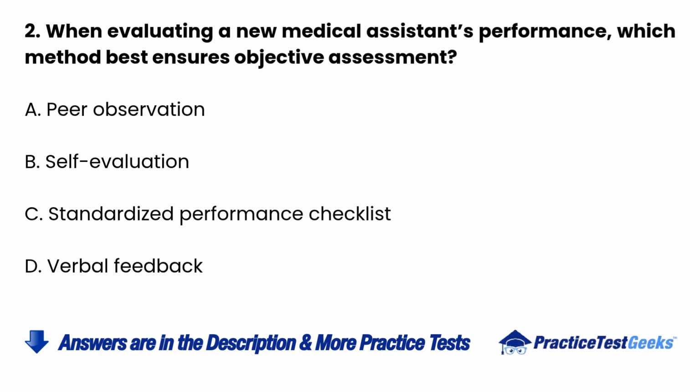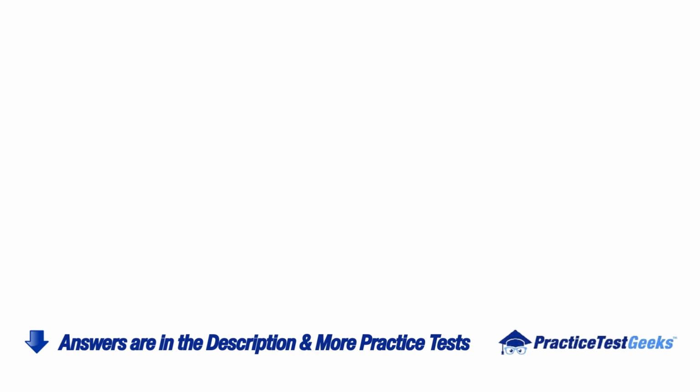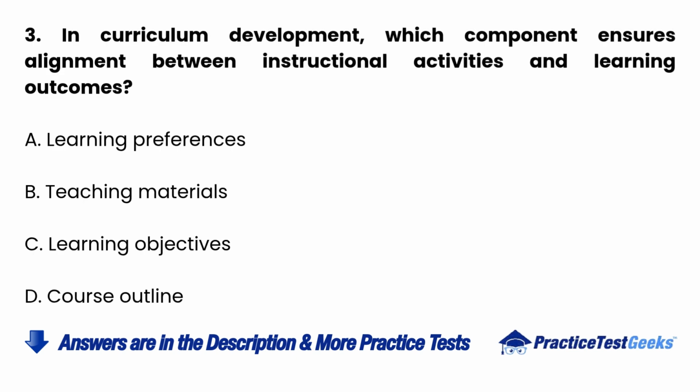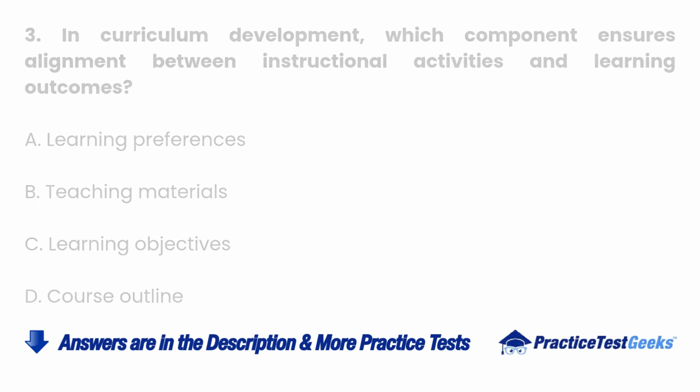A. Peer observation. B. Self-evaluation. C. Standardized performance checklist. D. Verbal feedback. 3. In curriculum development, which component ensures alignment between instructional activities and learning outcomes? A. Learning preferences. B. Teaching materials. C. Learning objectives. D. Course outline.